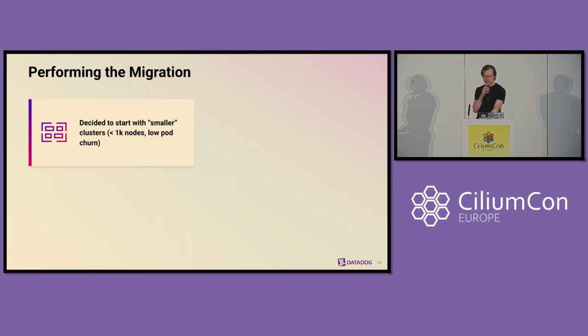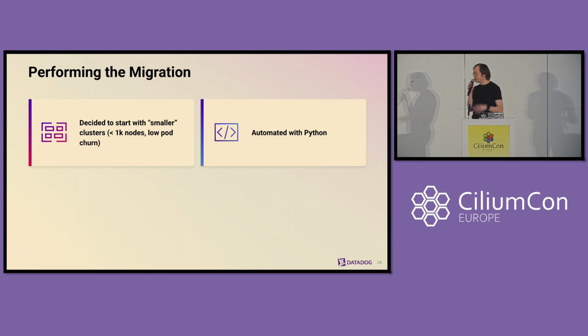And finally, we actually did the migration in production. As I mentioned, we decided to start with smaller clusters first. We did some very simple automation with Python using internal Datadog tooling, just to make sure that we can easily go through the 4 steps of the migration I showed before. Just because we had so many clusters to go through, doing it manually was a bit of a pain.